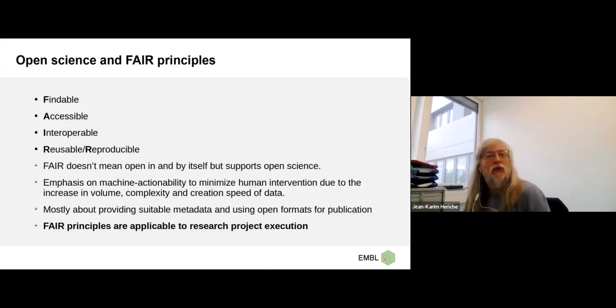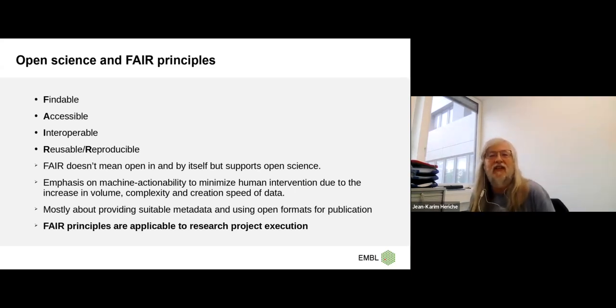So here I would just want to mention something about FAIR, because you often see open science and FAIR principles mentioned together. The FAIR principles mean findable, accessible, interoperable, and depending on where you look, either reusable or reproducible or both. But FAIR doesn't actually mean open by itself, but it's used to support open science by basically emphasizing the machine actionability of the data handling process.